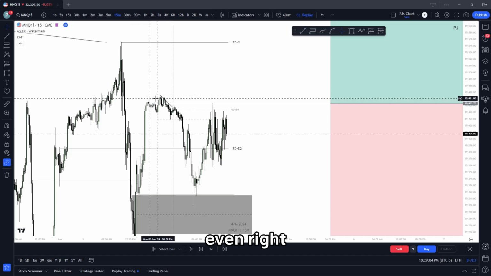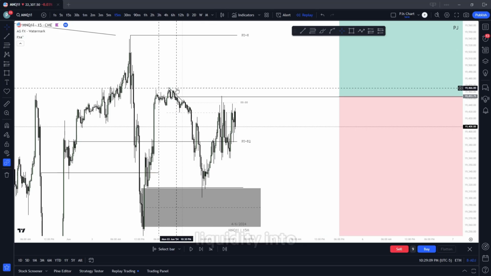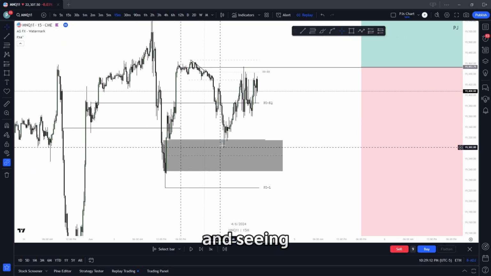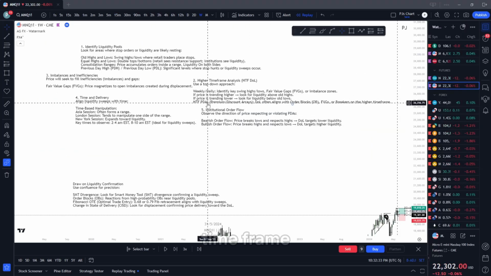So an even, right, more high probability time-based liquidity, previous day high, Asian sessions liquidity into our market structure and seeing what time we're delivering to the high. You can see how this aligns with high time frame PD arrays, right? The draw on liquidity often aligning with order blocks. FVGs or breakers on the higher time frame, right? Price will seek to fill inefficiencies, imbalances, and gaps. We see that fair value gaps use price and magnetize to open imbalances and they're created during displacement.